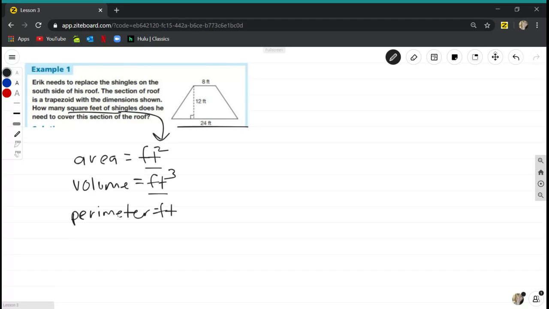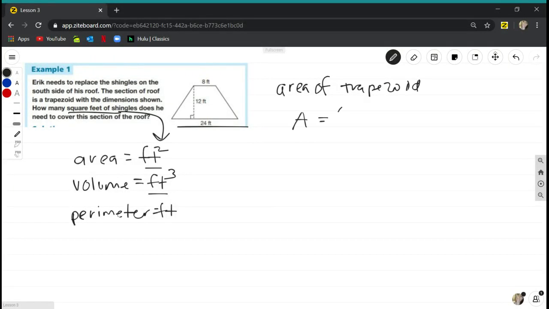Okay, so what we have to remember is the area of a trapezoid.